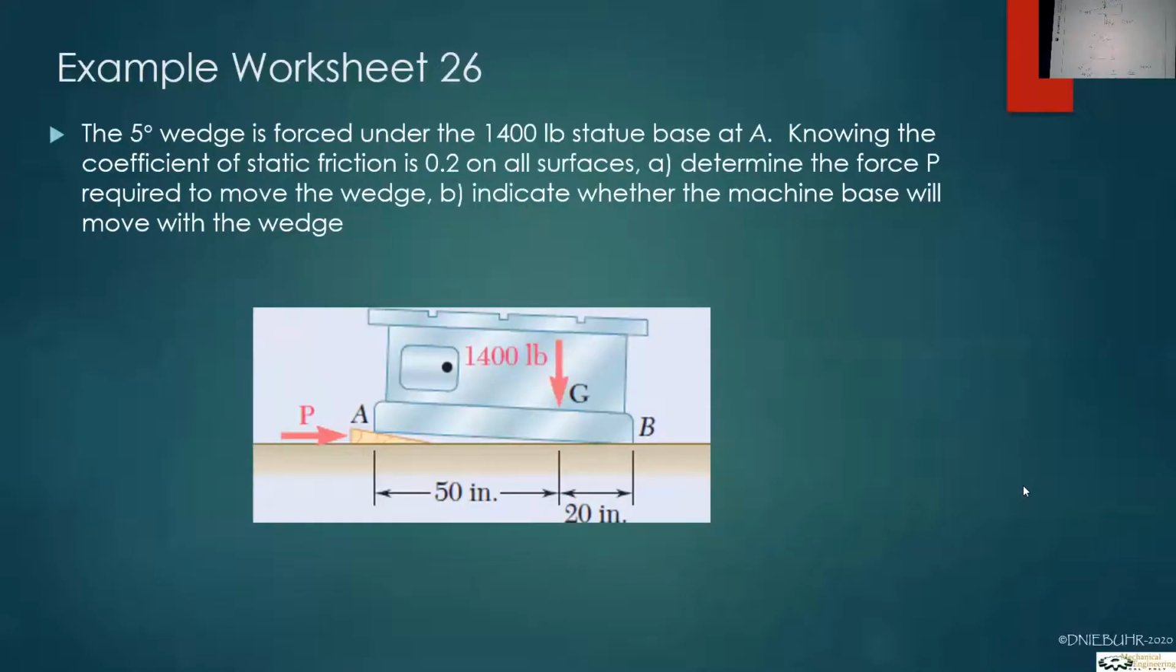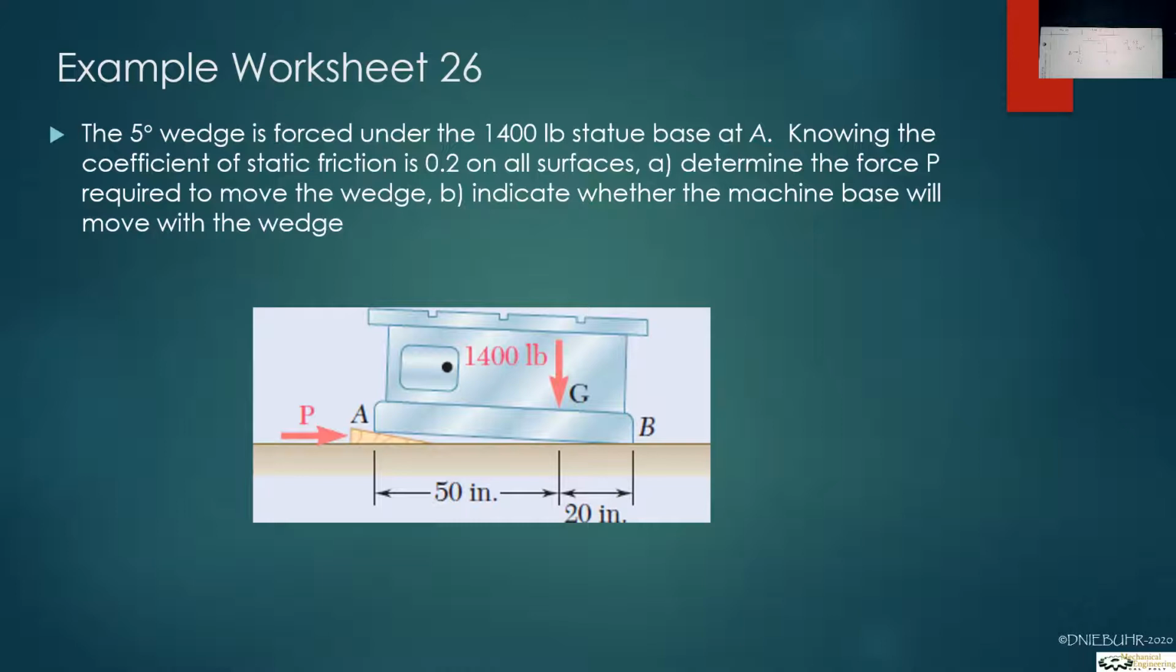All right. So this problem here is another example of how wedges work. All right, this next example, we have a 1,400-pound statue base, and we're trying to drive a wedge under one side of it. And so we're given that the wedge is 5 degrees, and the total weight is 1,400 pounds at the center of gravity, which is G. So we know that from A, 50 inches over, there's G. So it's not going to be symmetric in terms of its weight.